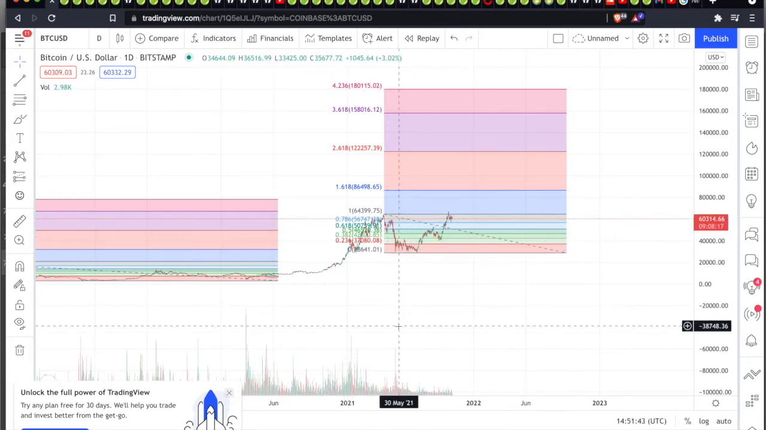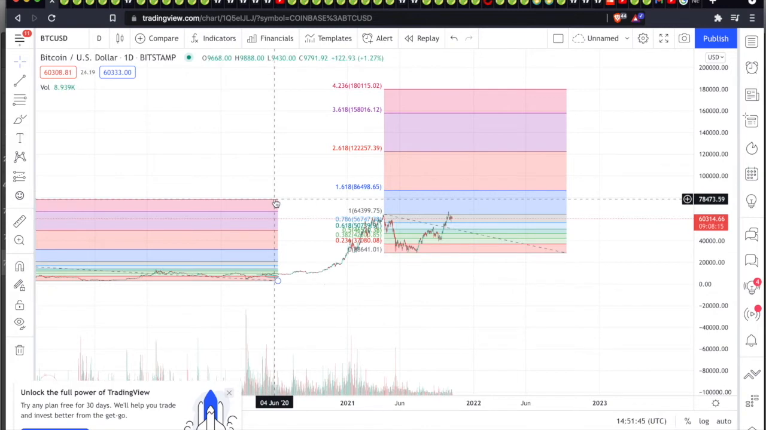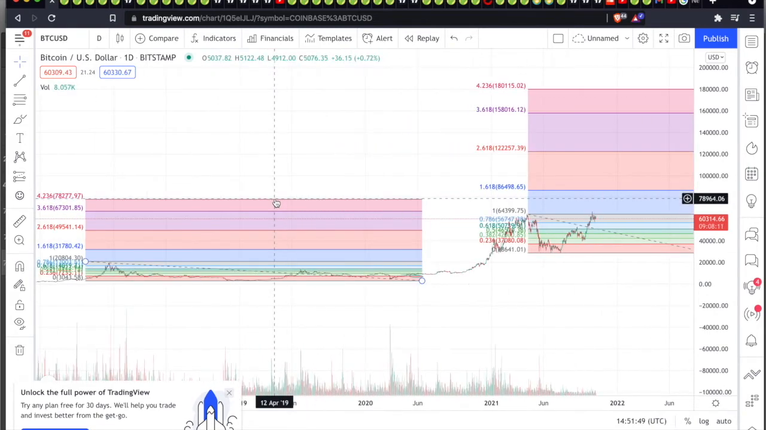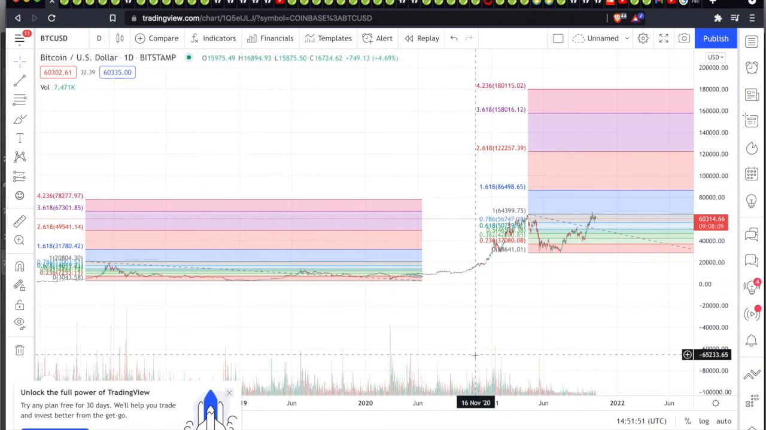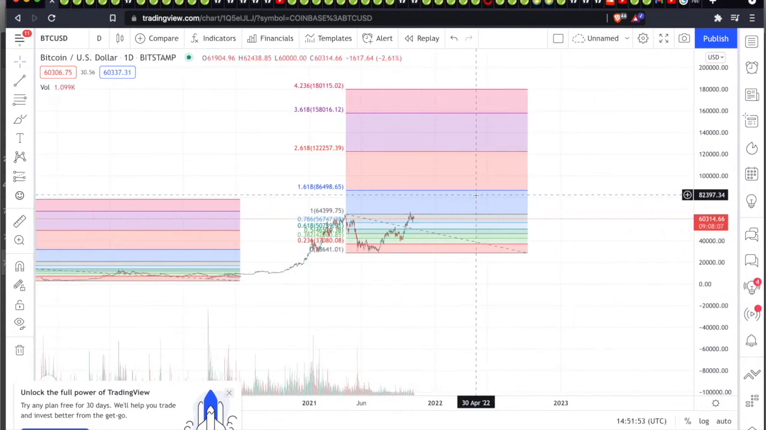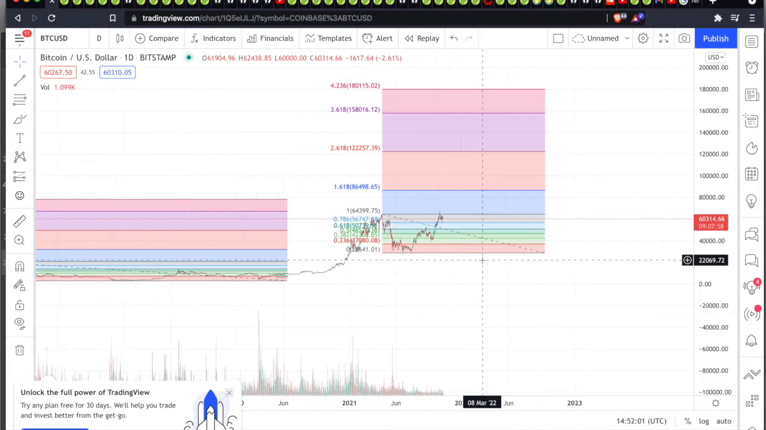It could respect that. And look how that corroborates nicely to the full 4.236 extension from the 2017. So now you see my area of interest is essentially between 77 and 86. That's what I've been saying. So that's how I get those numbers.